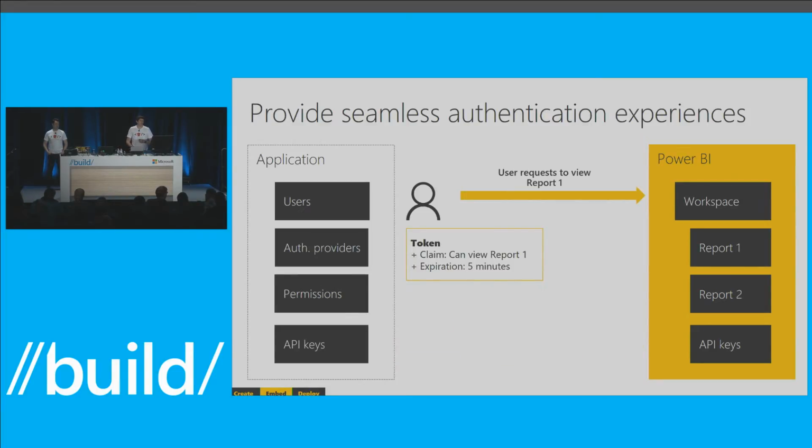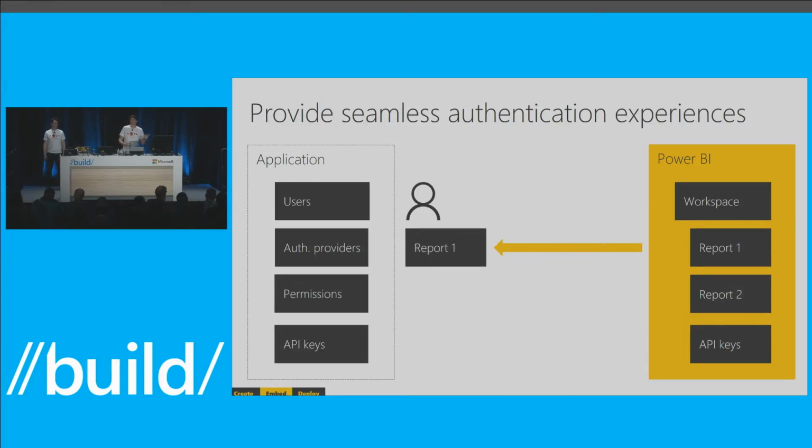Now the user can actually go and try to view the report inside Power BI Embedded. And really, it's going to be the user's browser and your client code running in their browser that's actually going to attempt to view the report. So what we're going to do is take the API keys that we have stored and say, OK, is this token properly signed? If it is, does it have the right claims for what it's trying to do? If so, is it still valid? Has it expired? If not, everything's still good. The user can go view report 1.